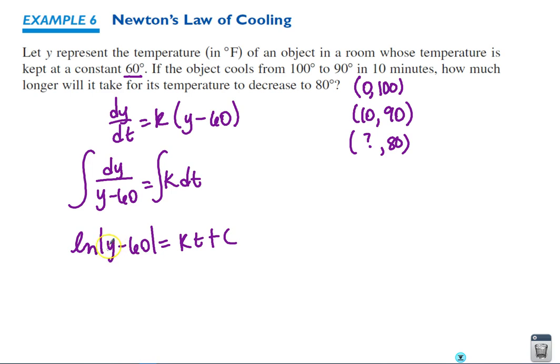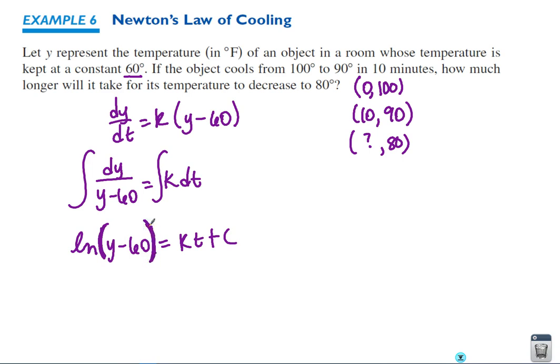The temperature of your object minus 60. If your room is 60 degrees, the object itself cannot cool lower than 60 degrees. So technically here, if I wanted to, I could go ahead and change these from absolute value to parentheses, because I know that this term right here is going to be positive no matter what. Okay? I know I don't usually say that you should write over it, but hey, you know what?